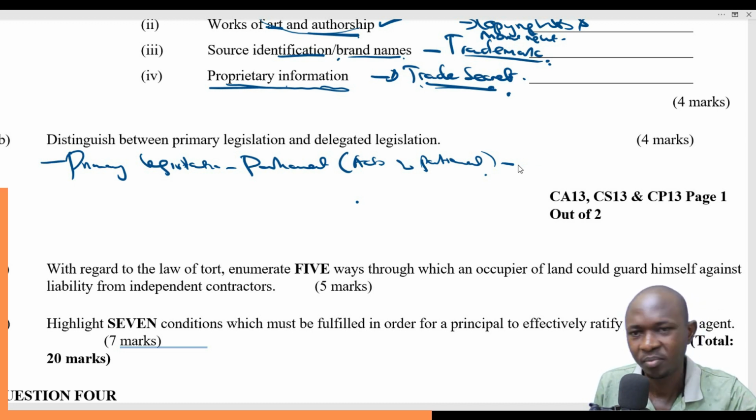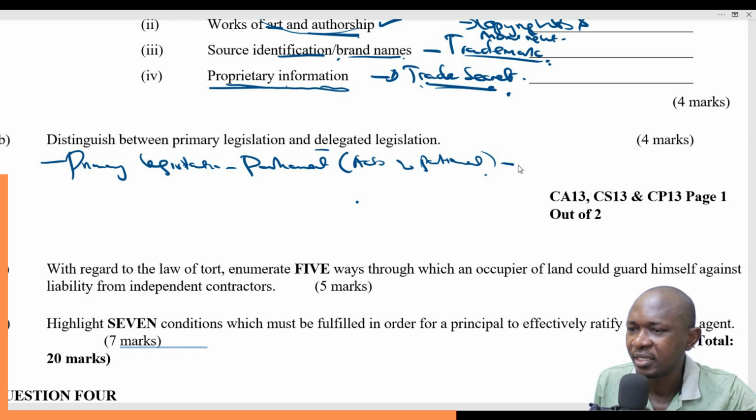The debates take place in the parliament, and then laws are passed. Actually, the work of parliament is to pass laws. So that is what we call primary legislation, and that is the main work of the members of parliament, who are selected by the people to represent them at that level.